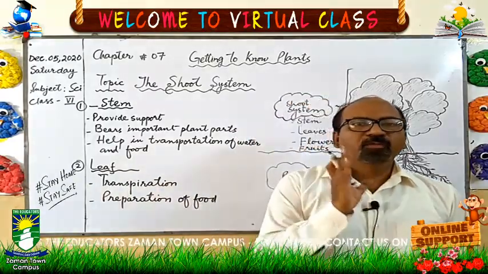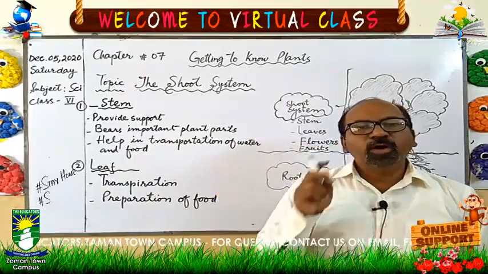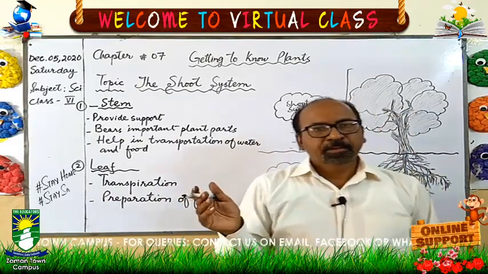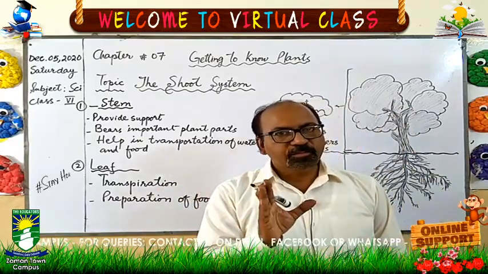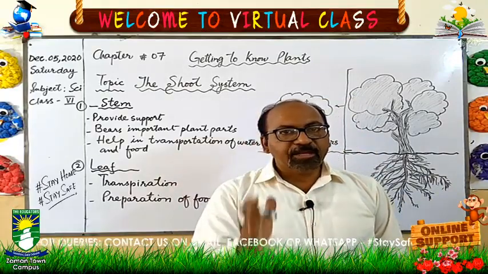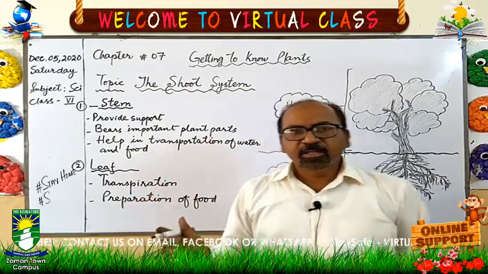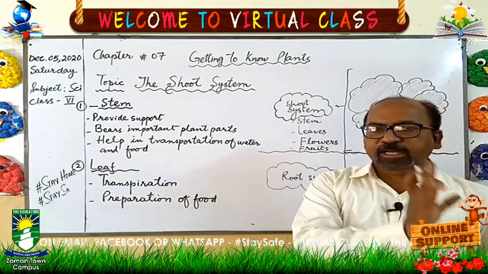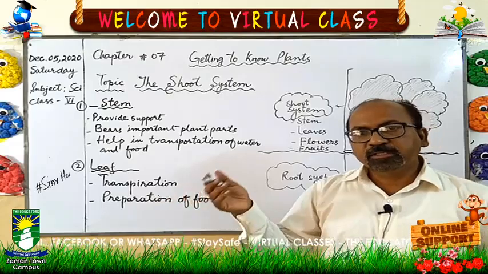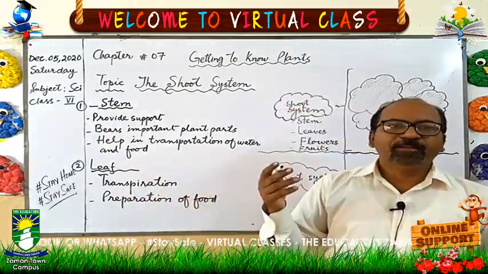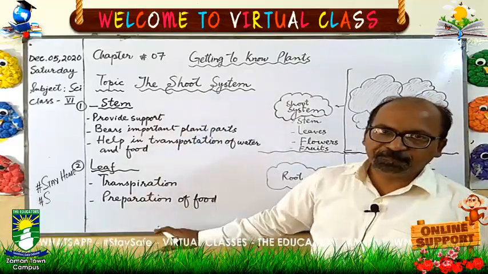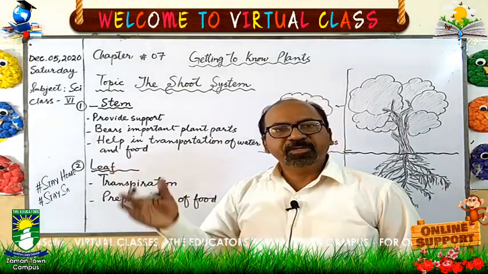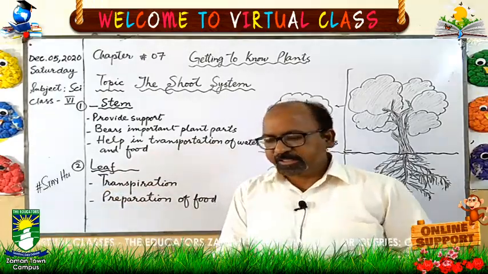When we talk about plants and animals, one thing is very different. Plants can prepare their own food, but animals cannot prepare their own food. This is the main big difference between plants and animals. We will discuss today how plants can prepare their own food and which thing differentiates them from animals. It is the leaf, the organ which makes them different from animals.